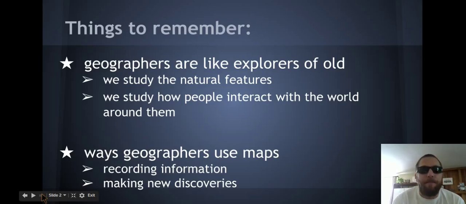And of course, for making new discoveries. So you record the information, you make these discoveries, and then you have a record of those discoveries. And that's really what we're talking about. Or you use another map to help you continue on this journey of finding new things and discovering new things. So those are the things that we got to think about here for the introduction.